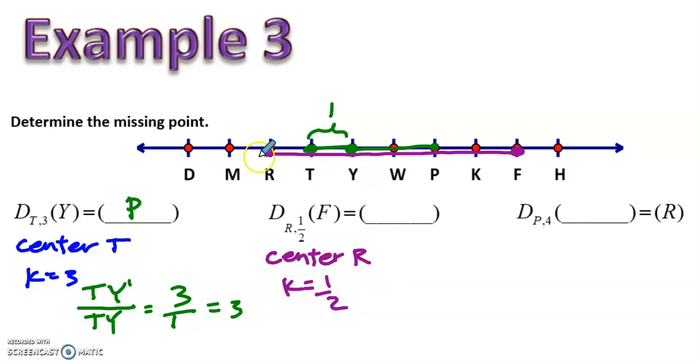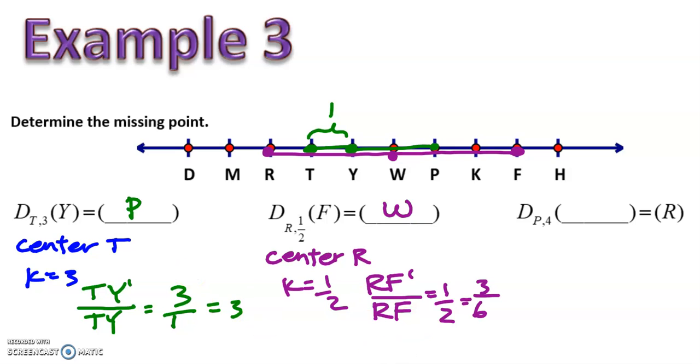So whatever my distance from R to F is, which it looks like it's 1, 2, 3, 4, 5, 6, I need that to reduce by 1/2. Or if I take my distance from R to F prime over R to F, whatever that is, that should equal 1/2. So if R to F is 6, what is 1/2 of 6? It's going to be 3. So if I go back to R, I go out 1, 2, 3, W is going to be my F prime.